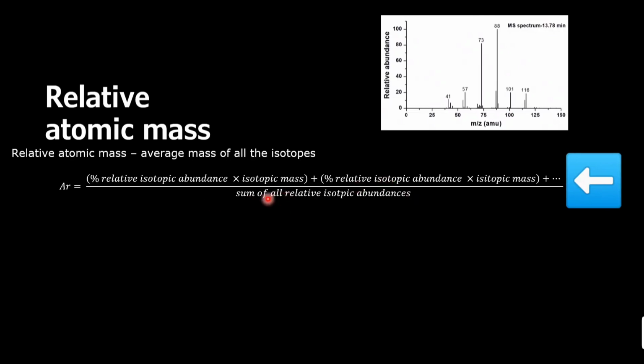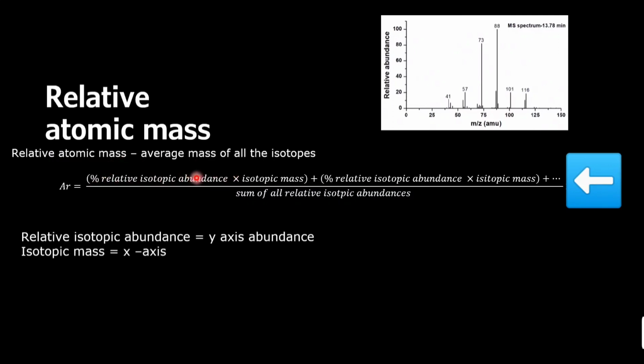And then that is all over the sum of all of the relative isotopic abundances. So usually this is 100, but it can catch you out if all of the relative abundances add up to more than 100 or less than 100. So just be careful about that. Our relative isotopic abundance that we see here is just the y-axis abundance. And our isotopic mass is just our x-axis, our mass over charge, because our charge is just 1. So basically this is going to be the y value times the x value plus the y value times the x value of the different isotopes along our mass spectrum.